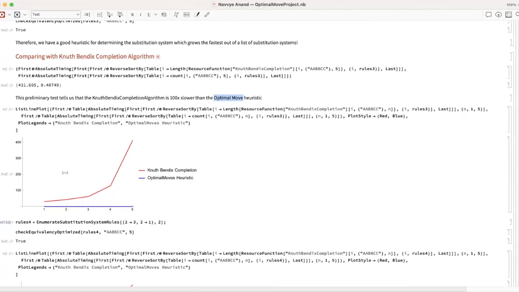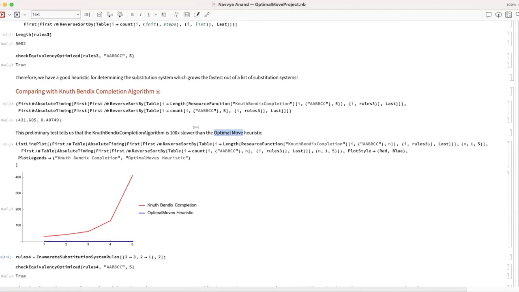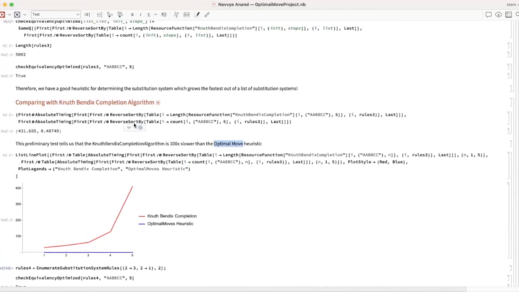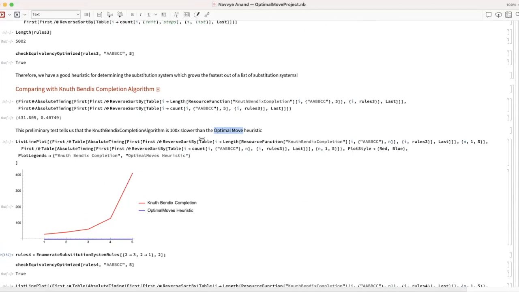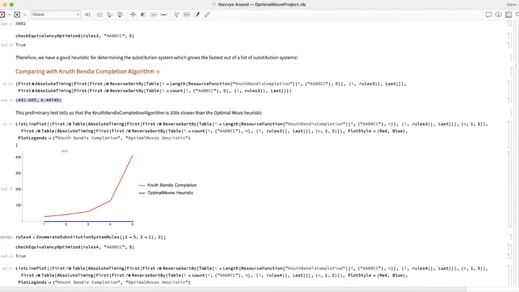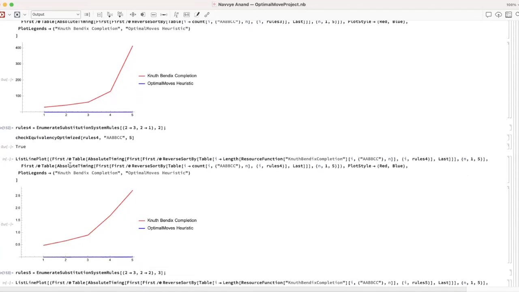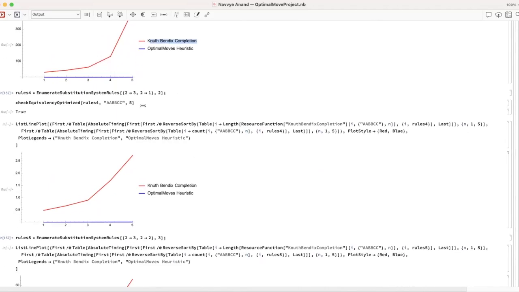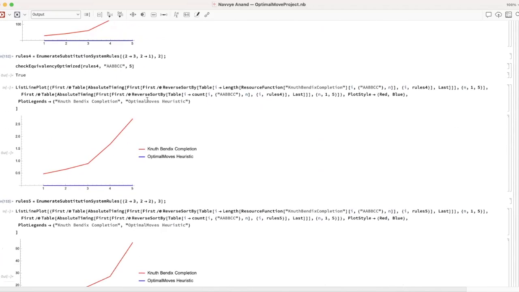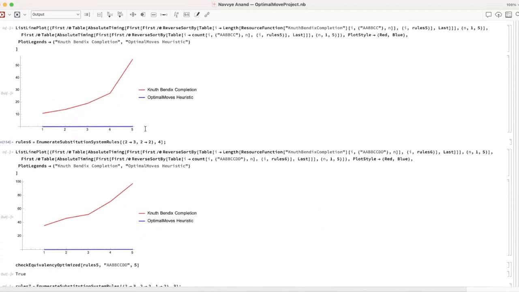And something that's quite interesting, the Knuth-Bendix completion algorithm is approximately 100 times slower in terms of time taken than the optimal move heuristic. And you can see this by this preliminary test, but also by subsequent graphs. You can see the Knuth-Bendix completion algorithm takes exponentially more time compared to the optimal moves heuristic in every case.